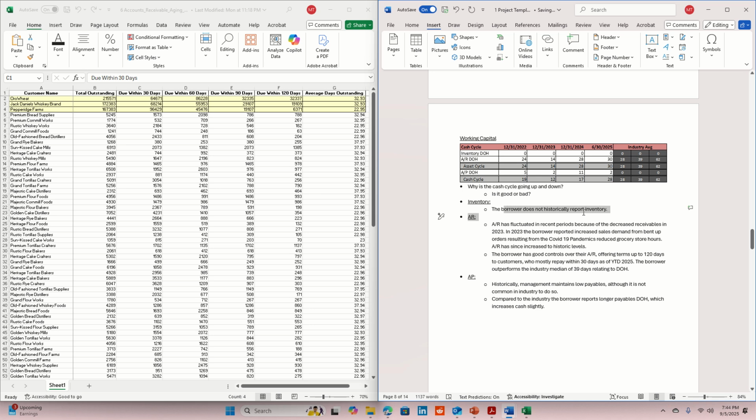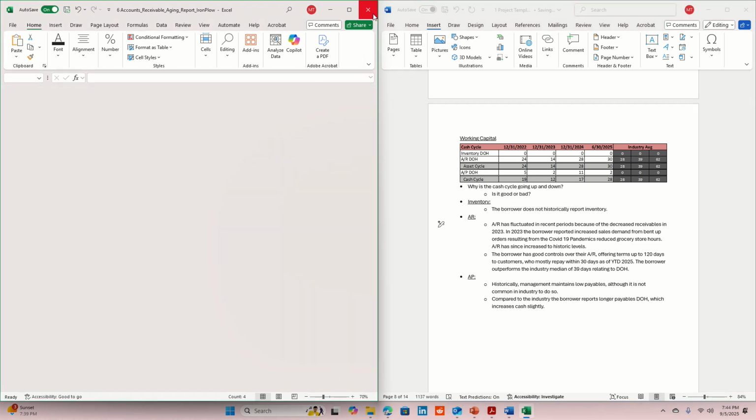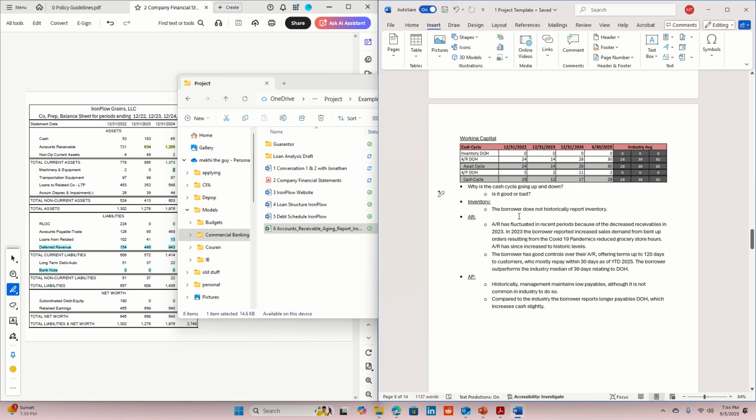Okay, if you don't have inventory, you can put this statement. If you do have inventory, you've got an extra challenge on your hands, and it's going to be a little bit difficult. So why is the cash cycle going up and down? Let's take this away. Let's change that to just say cash cycle. Okay, is it good or bad?